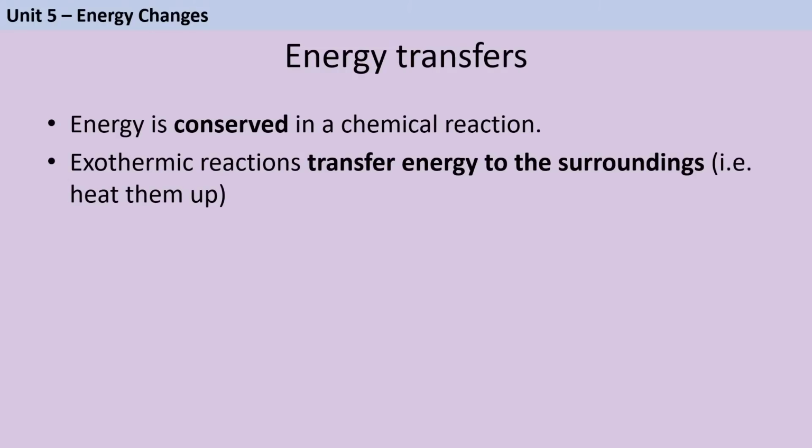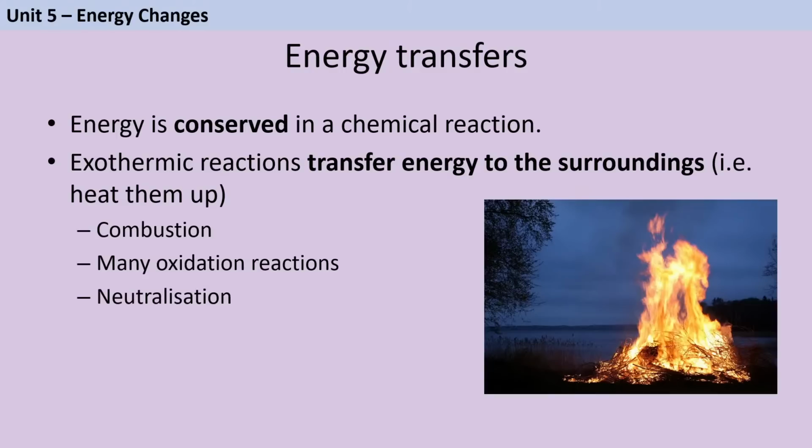So exothermic reactions transfer energy to the surroundings. In other words, some of the chemical energy that was stored in the bonds of those molecules is then given out, and it's now thermal instead. And so that means that the surroundings are going to heat up, and you could measure that with a thermometer, and you would find that the surroundings got hotter. So there are some examples you're supposed to know about: combustion reactions, in other words, fire, many oxidation reactions, and also neutralization reactions where acids and alkalis react together as well.